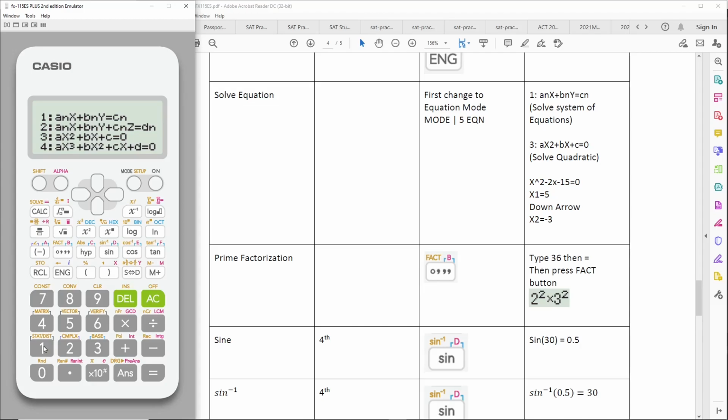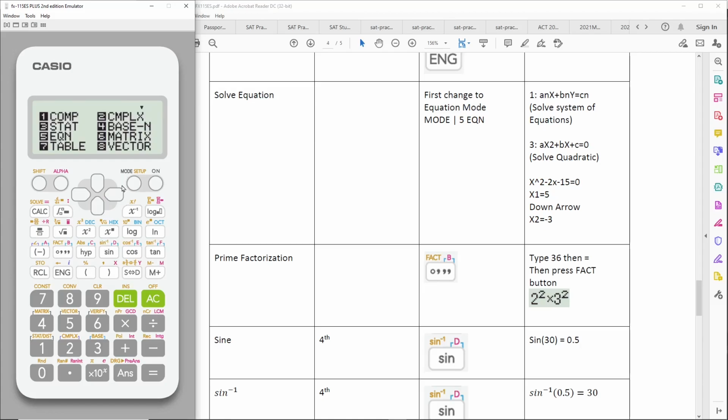So I can choose 1 for a system of linear equations, and put in my coefficients for a, b, and c. So we get 3, negative 1, and 7. Then my other equation can be 2, 1, and 8. Now press equal. So that tells me x is equal to 3. Press the down arrow, and then y is equal to 2. So that's how you solve a system of linear equations.